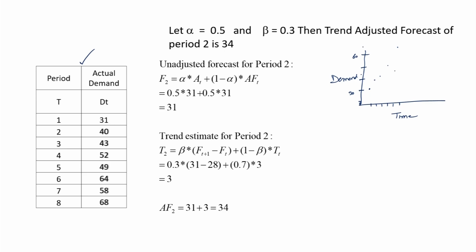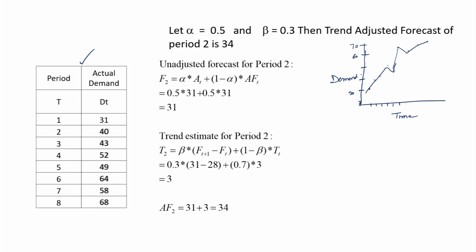I have to take 70 also, and then in the next period it is 58, slightly going down, and in the next period it is 68. So, my trend demand is something like this. It is increasing, in between there is some decline also. So, there is a fluctuation, a demand which is varying like this.